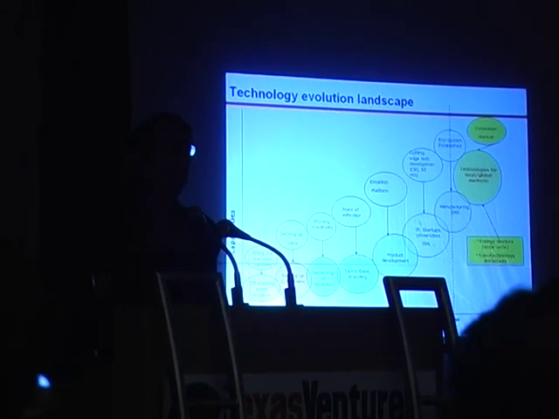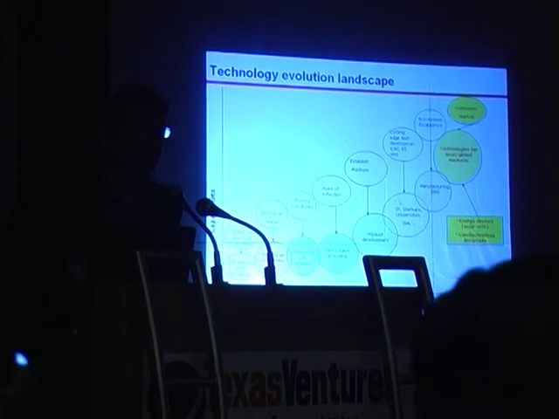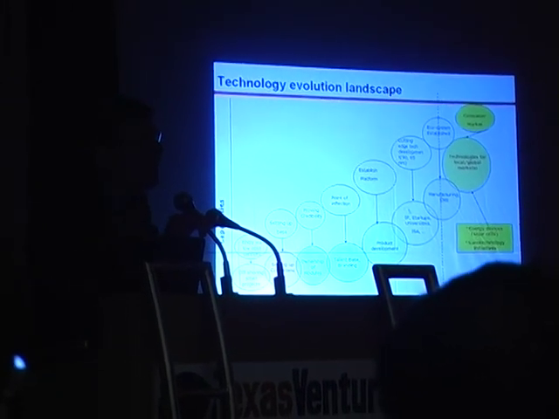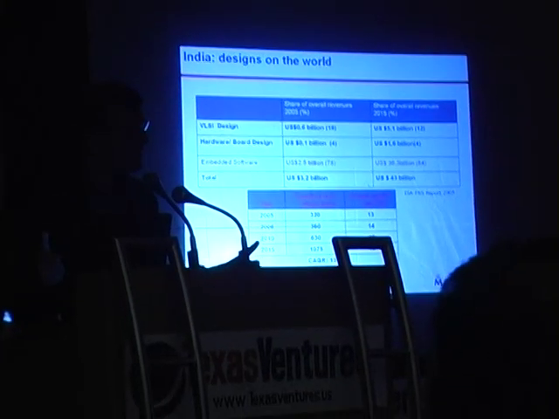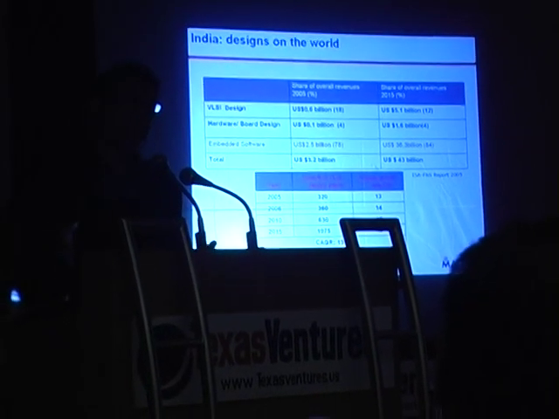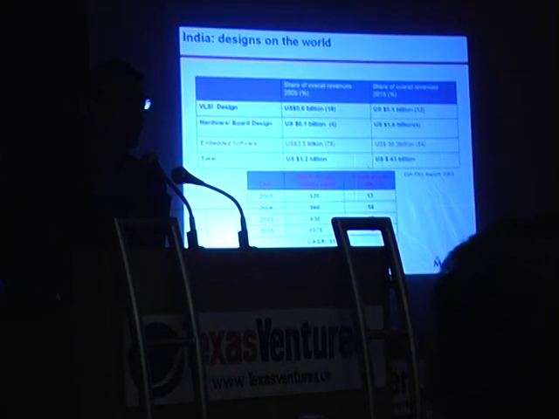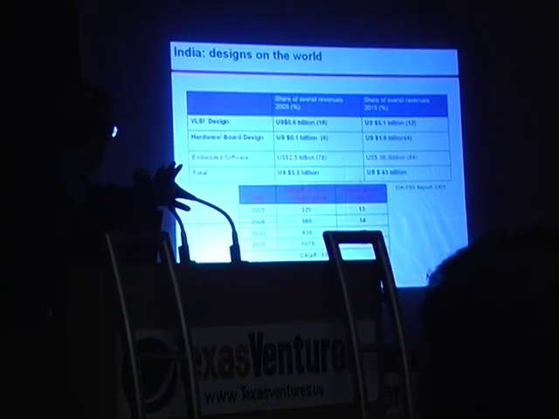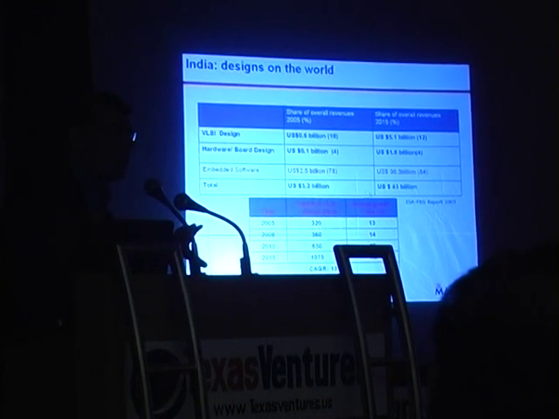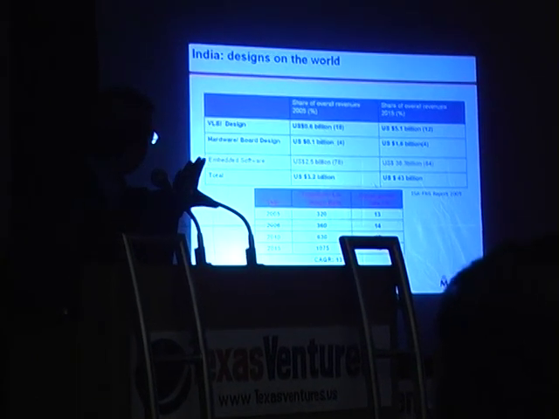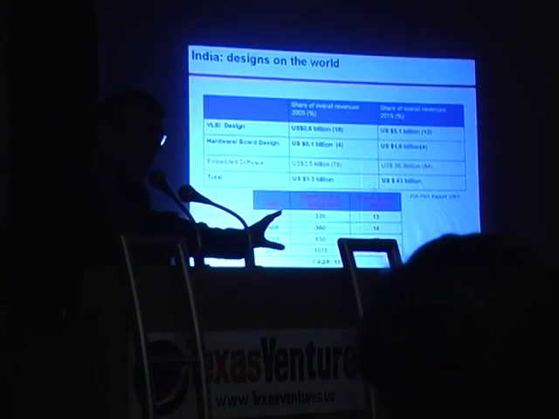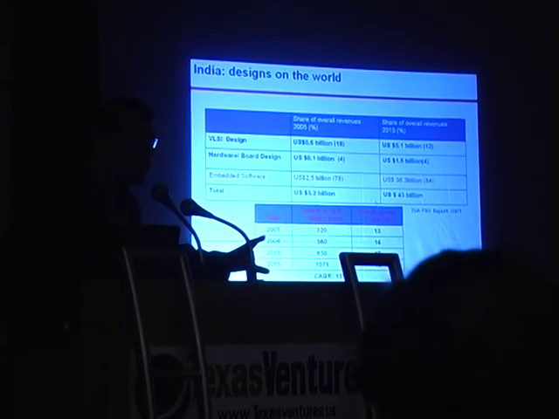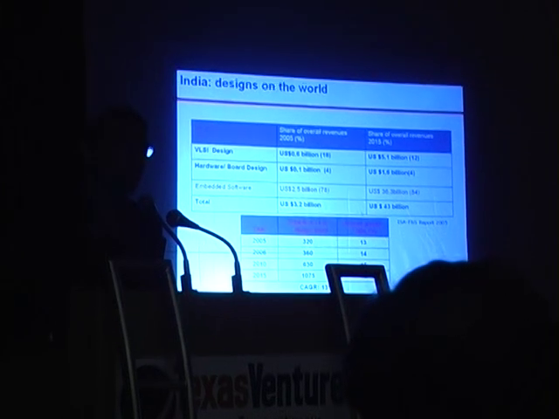So technology evolution. Everyone knows about it, in the 1980s to mid-1990s we were basically the optimizers. Talking about VLSI design, I'm talking about embedded software, I'm talking about hardware board design. If you look at the forecast for the estimated revenue for the design market, in 2005 it was 3.2 billion, and it's going to grow to $43 billion.